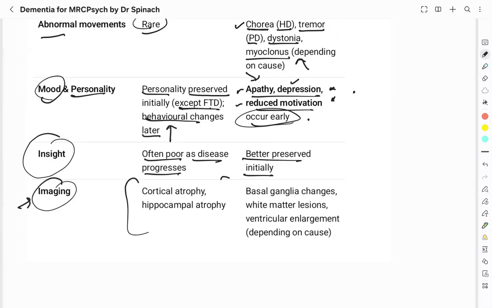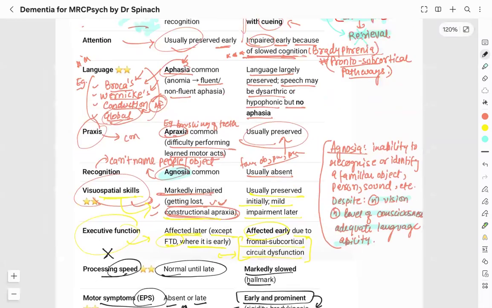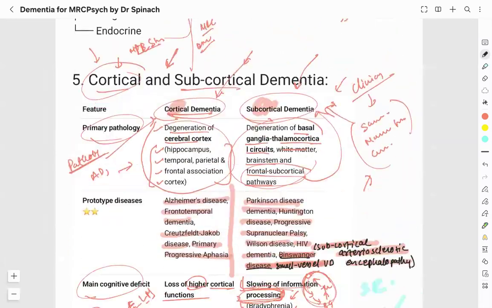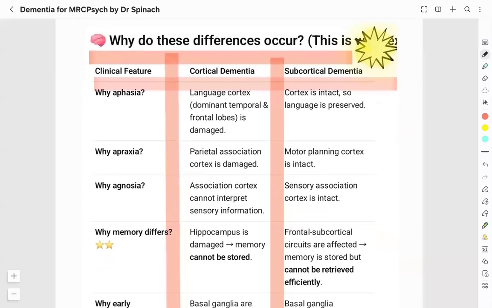Imaging: we would see cortical atrophy and hippocampal atrophy. Here in imaging, we would see basal ganglia changes, white matter lesions, ventricular enlargement, depending upon the cause. So, yeah, this is the difference between cortical and subcortical dementia. Then, moving forward, why do these differences occur?